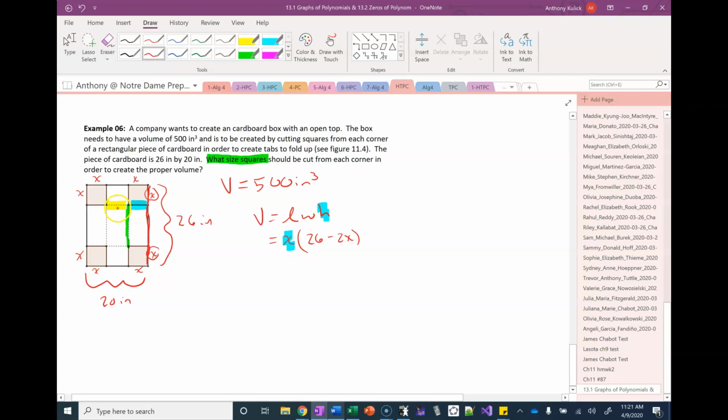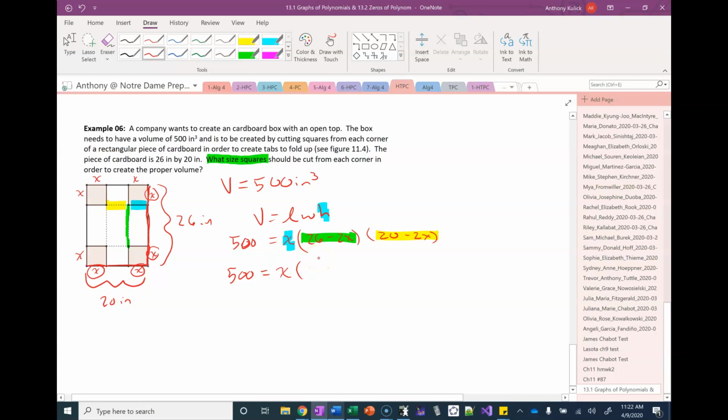Similarly, if I look at the yellow piece here, this whole side is 20, but I've cut off x from each end of it. So that would be 20 minus 2x. And I know this volume needs to be 500. So this is the equation that I'm going to solve. To do this, I'm going to start by FOILing this out.